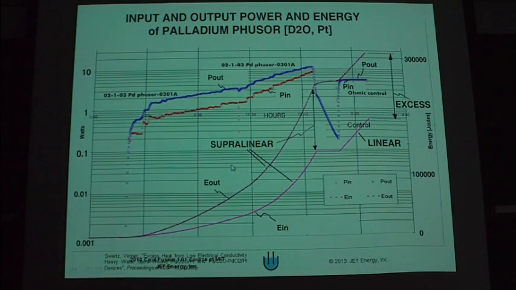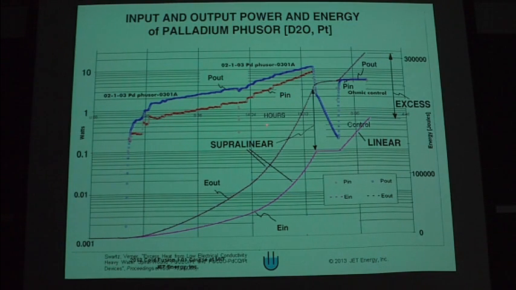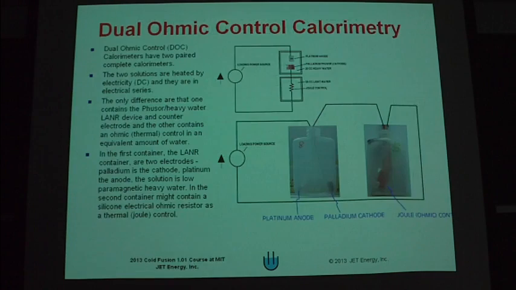Okay, here's another one where now we're looking at this, also a palladium PHUSOR with platinum as the anode. This is a log plot. And again, what we see with the controls, we get a nice match, input and output, and linear both here. And yet over here, we're seeing more out than we put in, over and over. We see a superlinear rise.